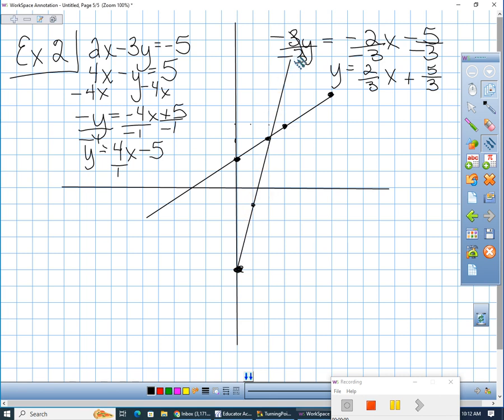Do these two lines cross? Where do they cross at? 3, 2. Try it again. 2, 3. That I agree with. Make sure you go x and then y. 2, 3. Yes, I agree. All right, so questions so far?